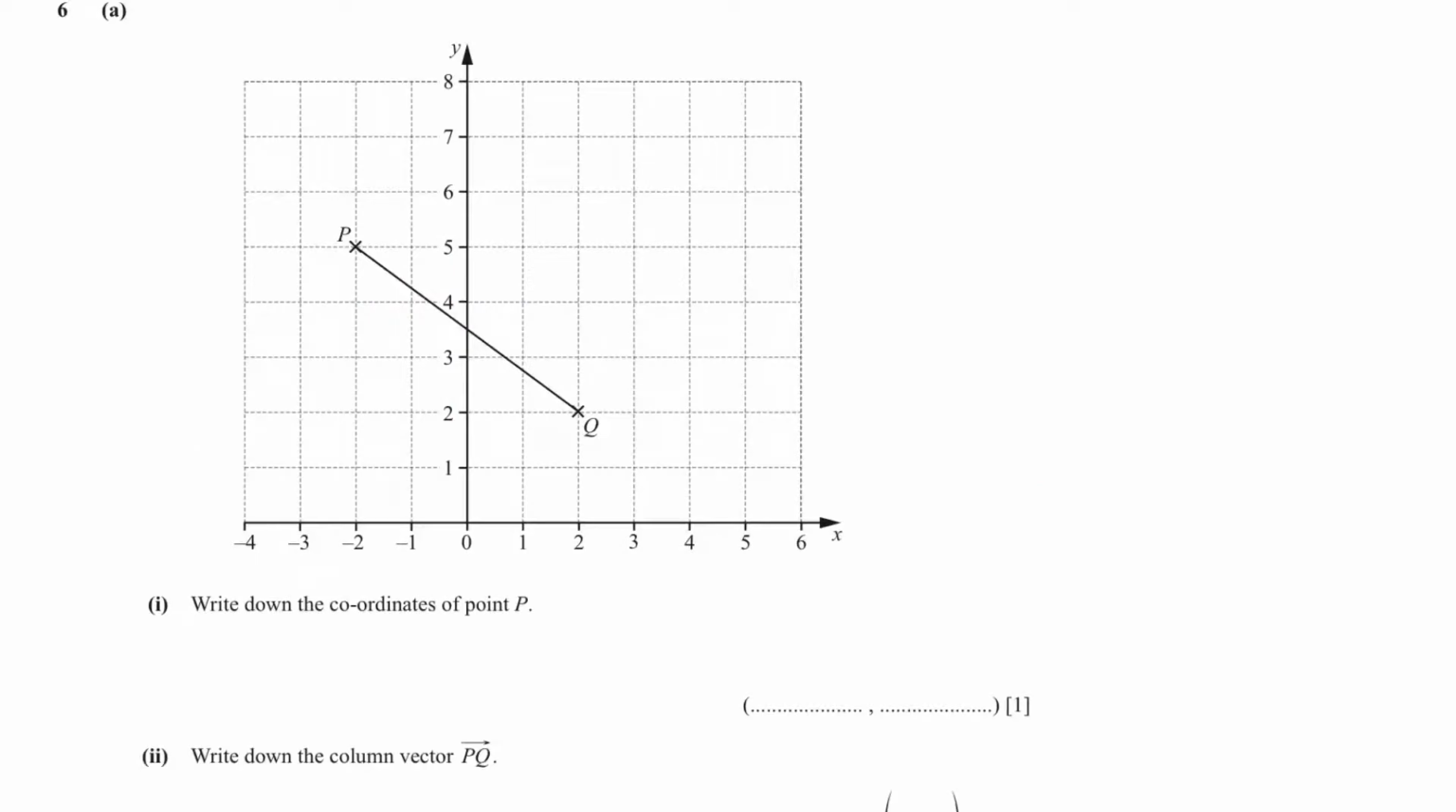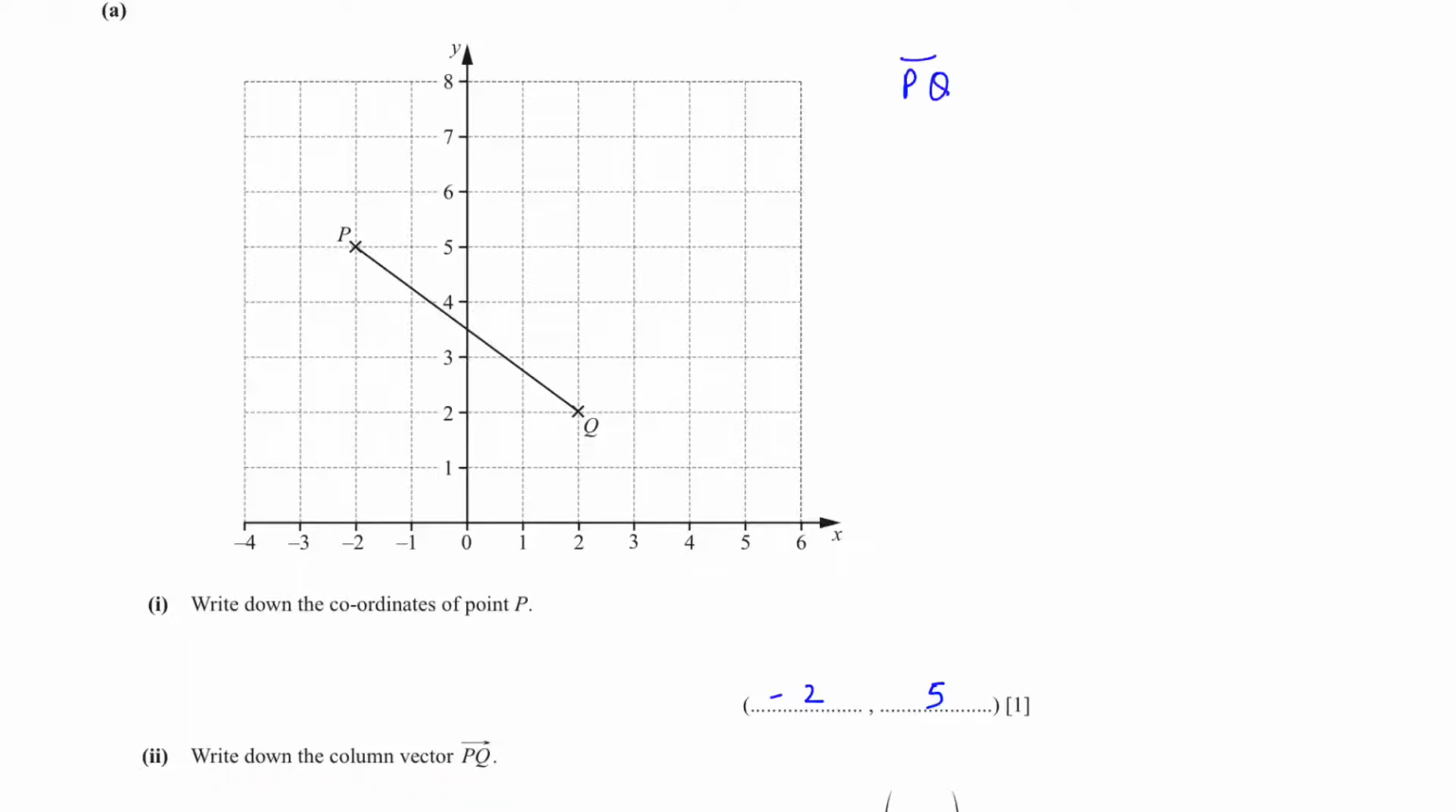Question number 6. A. Write down the coordinates of point P. We write the x first and then the y. So x is -2, y is 5. A2. Write down the column vector PQ.